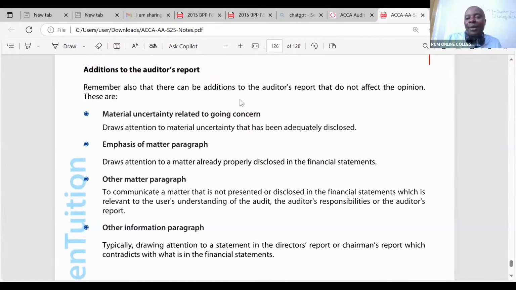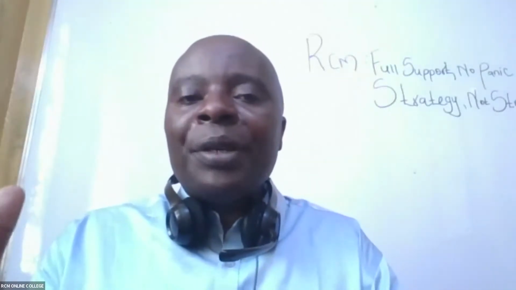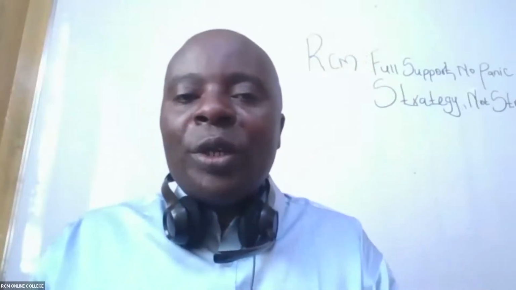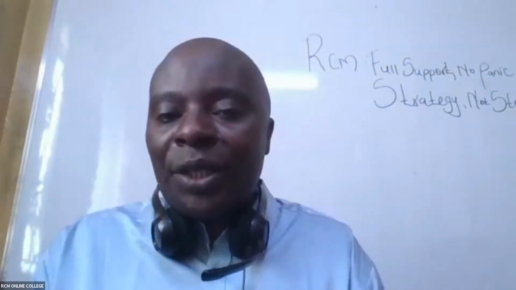Remember also that there can be additions to the auditor's report that do not affect the opinion. These are material uncertainty relating to going concern. So, ladies and gentlemen, assuming there is a going concern issue, the directors have been able to pick, and they're saying that, I can't use RCM as an example, let me use XYZ. Yeah, words have got power. So in this case, we are the directors of XYZ Limited. And we feel that this company will not be there from next year. Then what are we supposed to do? We are supposed to prepare our books of accounts on breakup basis.